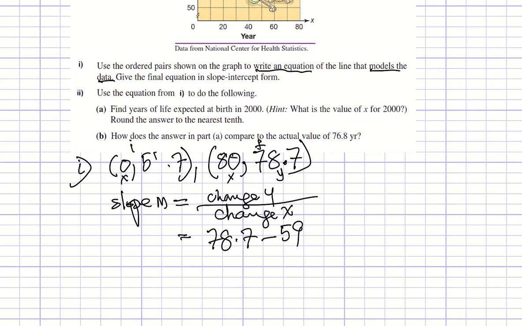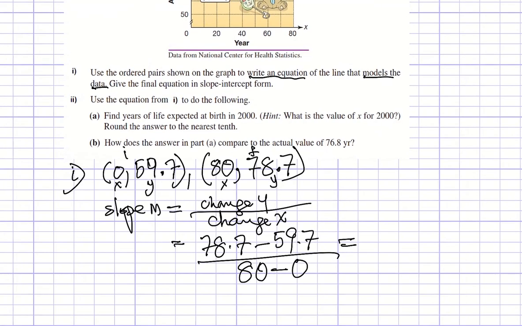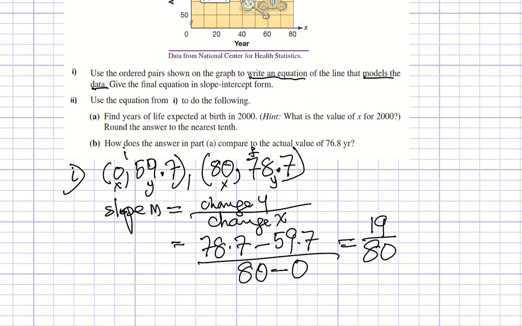I didn't write it well. That's 59.7. This is y, okay? 59.7 over 80 minus 0. What do you get there? You do that, you get 19 over 80.